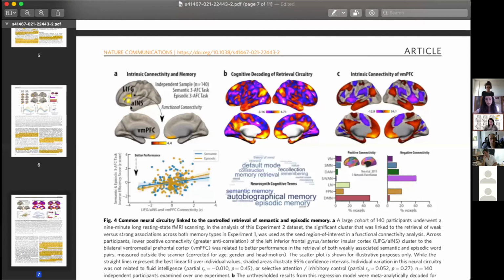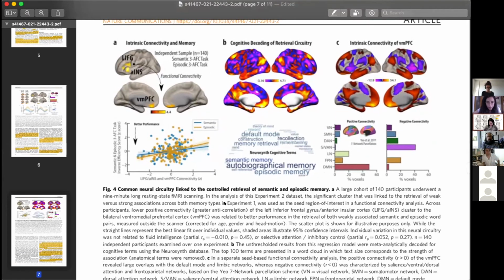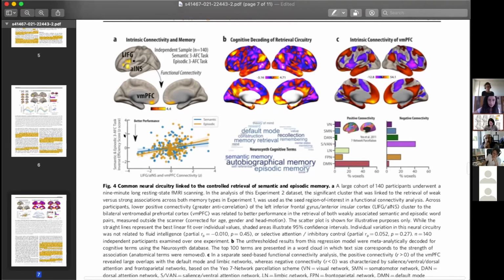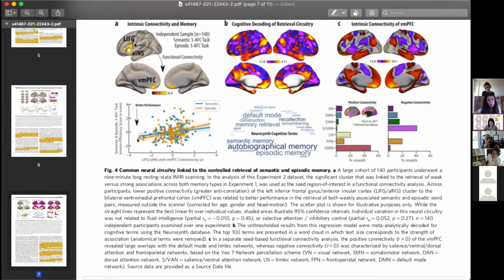So the results of the resting state show that they used the seed regions, the left inferior frontal gyrus and the anterior insular cortex. And they saw that there is an anti-correlation with the ventromedial prefrontal cortex. Then they correlated this connectivity with the results of the behavioral task. And they saw that a better performance corresponded to a lower positive connectivity between these two seed regions and the ventromedial prefrontal cortex.